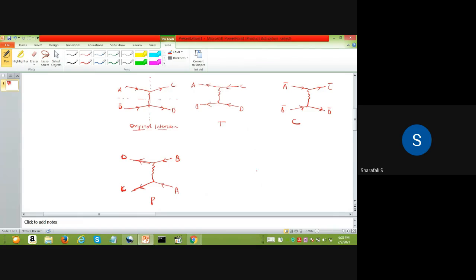And if you have all these actions together in this particular original interaction, then we can have all these together, which means that for this particular state you take, then you can have the bar here. Then we have C bar because you had to take the conjugation of this. So then we have A bar. So here we have done both the parity operation as well as the charge conjugation.